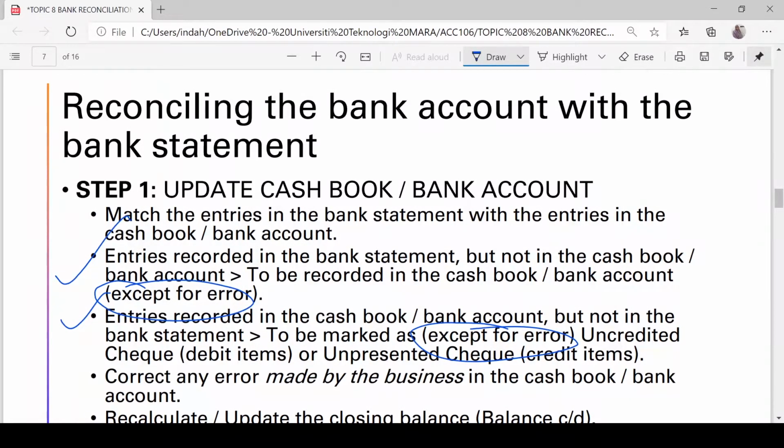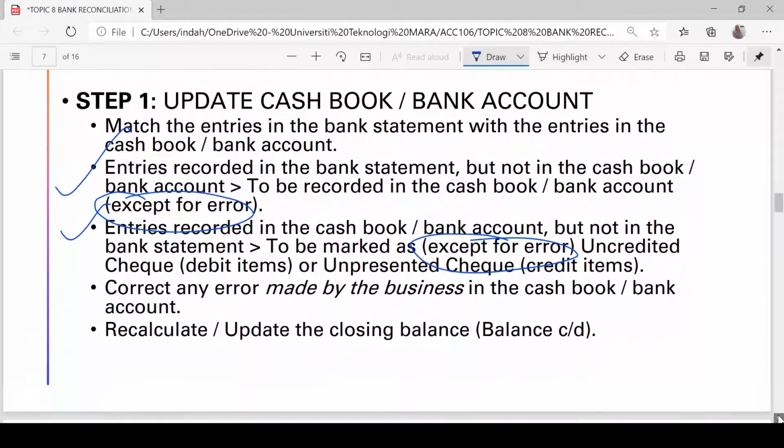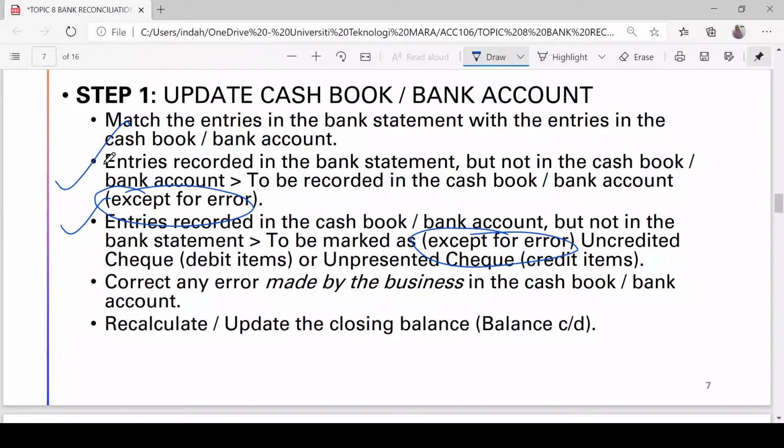The item could have been recorded. The item is already recorded, but there is an error, maybe in the figures, or in the side where you posted the transaction, or something like that. So number 3 is to correct any error made by the business in the cash book or bank account.